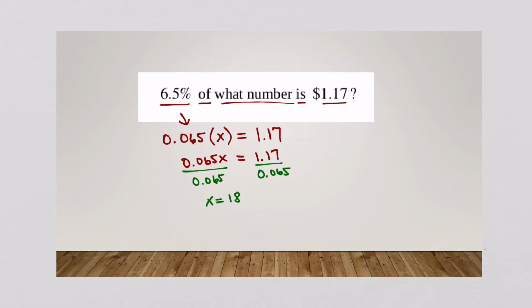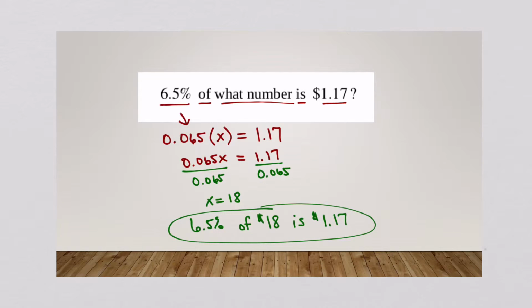Now what does that mean? That means that 6.5% of 18 is $1.17. And since I'm dealing with money, this 18 also needs to have a dollar sign in front of it. So right here is my final answer. 6.5% of $18 is $1.17.